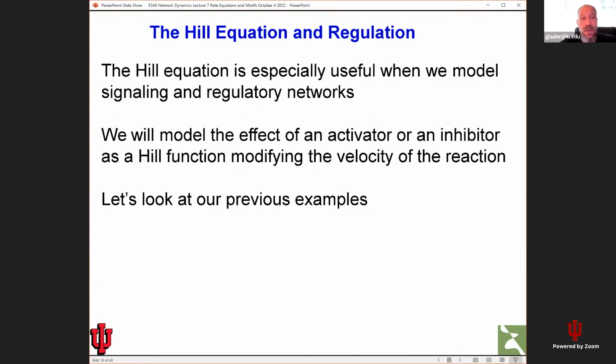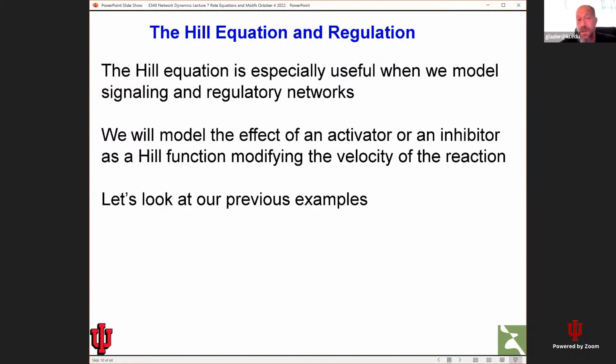This kind of method is very useful when we want to model signaling in regulatory networks. We're typically going to model the effects of activators or inhibitors as Hill functions which modify the velocity of the reaction. In reality, these interactions could be quite complex, but we're typically going to simplify things and embody our ignorance in the form of a Hill function.